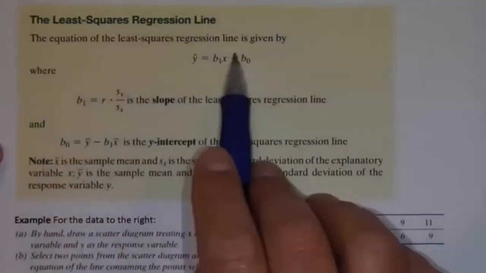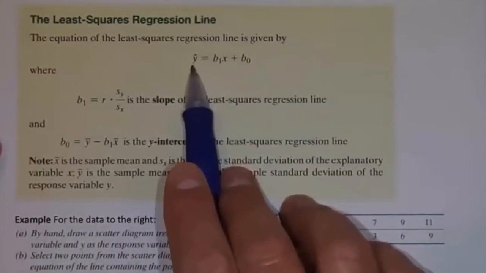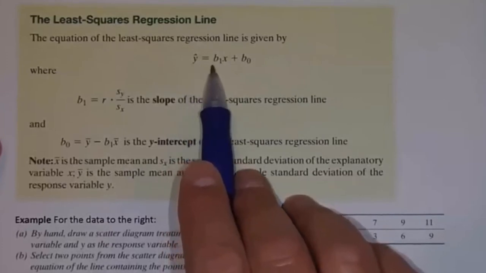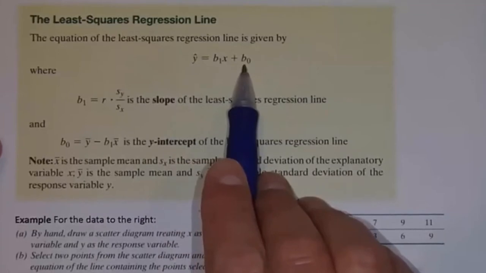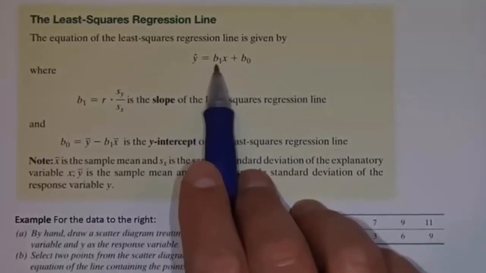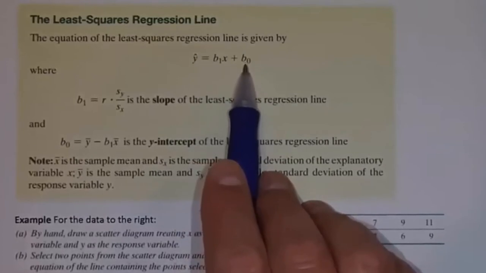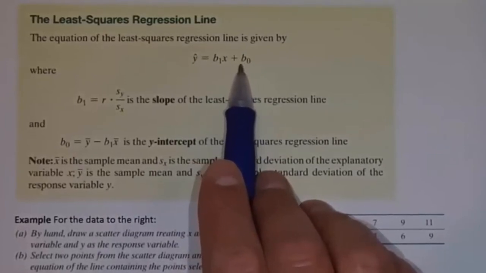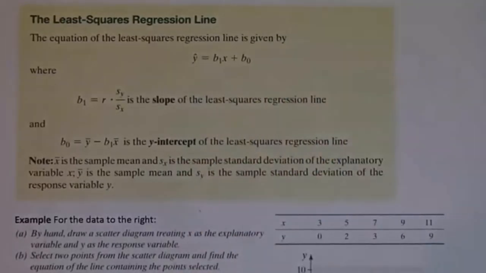The equation of the least squares regression line is given by y hat. We're using y hat because this is going to give us predicted y values, equals b sub 1 times x plus b sub 0. So b sub 1 is representing the slope, whereas in algebra we use m for slope. We don't do that in statistics. And b sub 0 is representing the y-intercept. Again, different notation, just so you understand that.